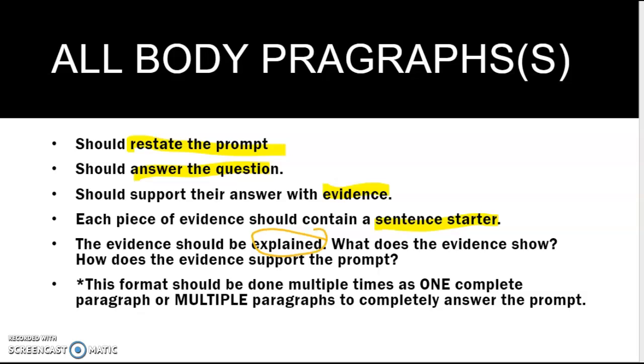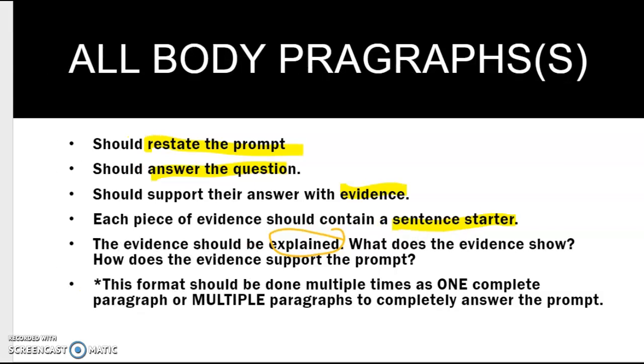So what does the evidence show? And how does the evidence support the prompt? So after you find your evidence, you can say this proves or this shows, blah, blah, blah, blah. And this supports because blah, blah, blah, blah. Obviously, I would want you to break away from those habits. However, it is important that you can start off using those sentence starters to kind of help you. This format, like I said, should be one complete paragraph or multiple paragraphs, but you need to make sure you completely answer the prompt.